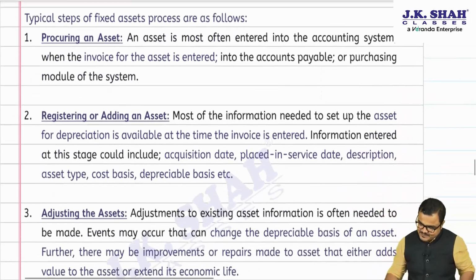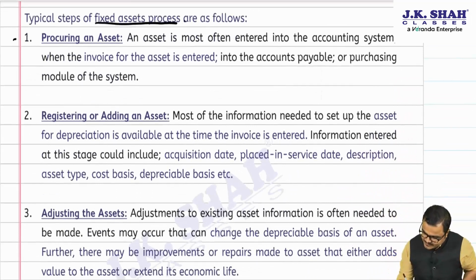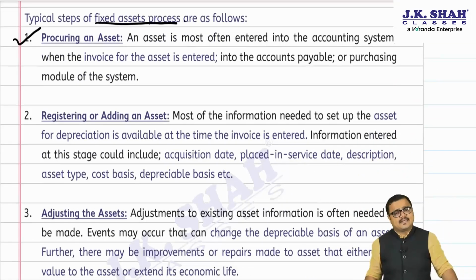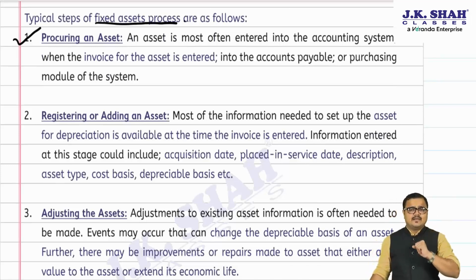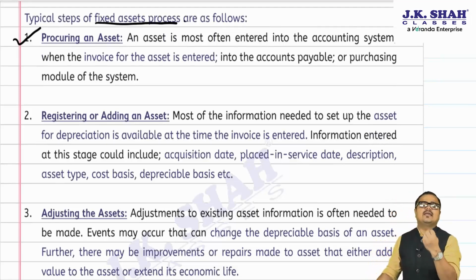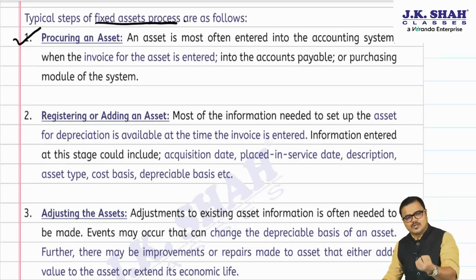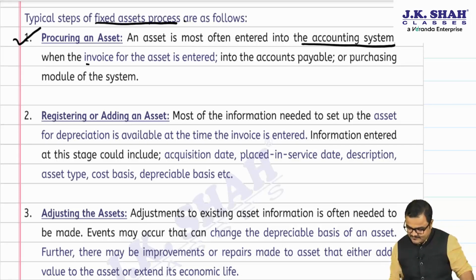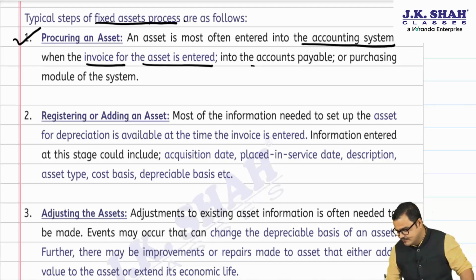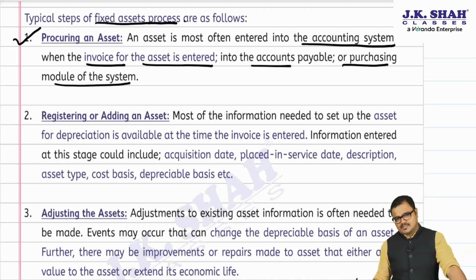Let's see one by one the steps involved in fixed assets process. Number 1, sir, procuring an asset. What I said in procuring an asset? Sir, you said that we need to enter the invoice related details in our books of accounts. See this, an asset is most often entered into the accounting system when the invoice for the asset is entered into our accounts payable or purchasing module of the system.